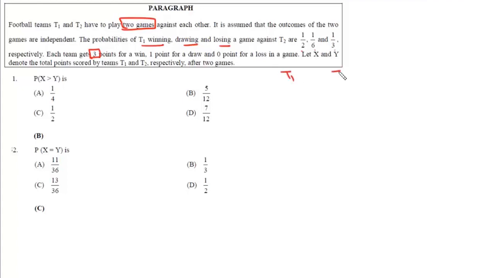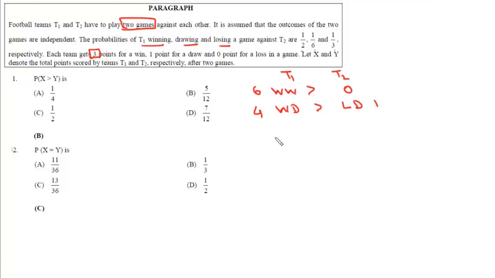Now we have this scenario when team 1 wins both the matches. And in this case, this team will have 6 points, T2 will have 0 points. And there could be a win and a draw, or a loss and a draw. Now a win and a draw is 4 points and here it is 1. So in both the cases, X is greater than Y, and these are the only 2 cases possible.